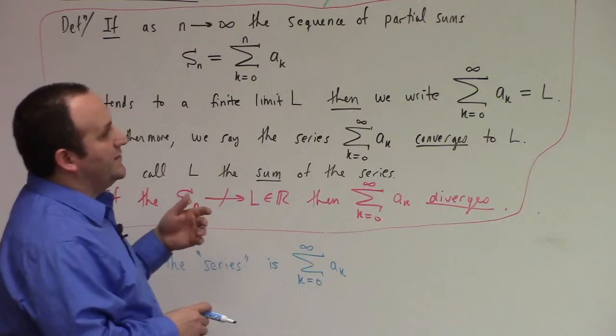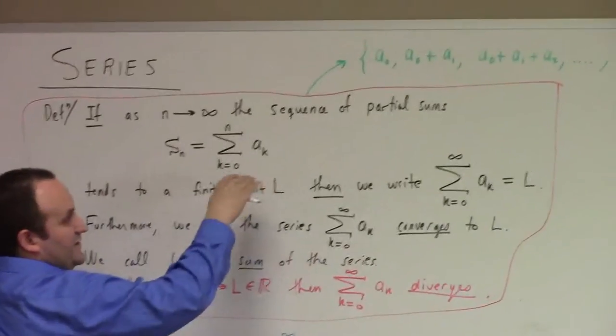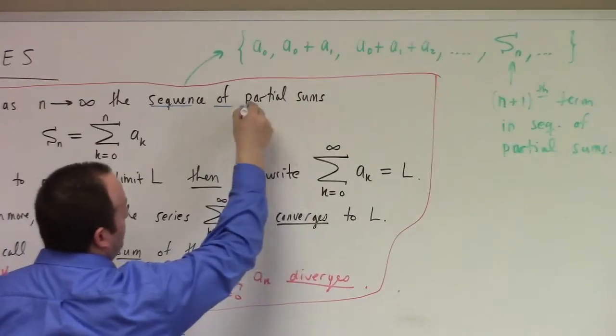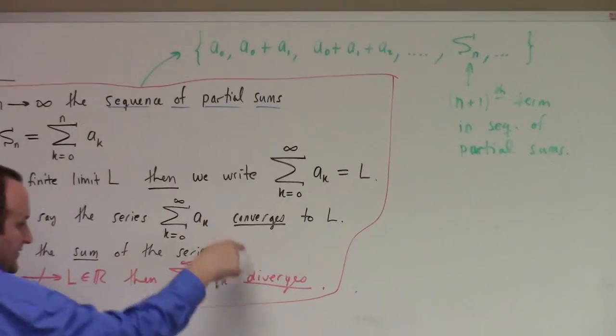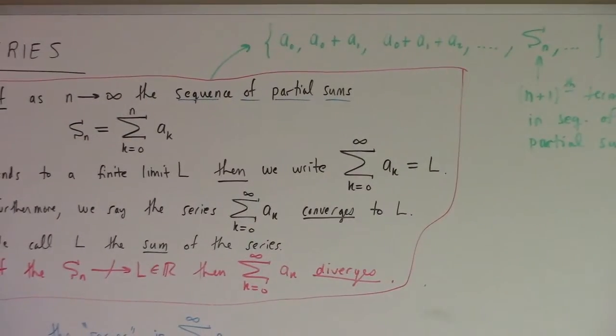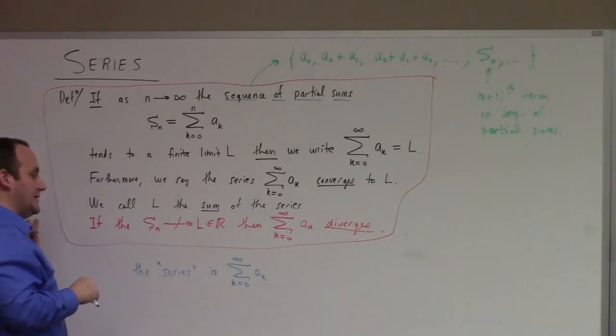The sequence of partial sums, I also defined; basically this right here is the definition of the sequence of partial sums, okay? A couple things going on. This definition is simultaneously defining the sequence of partial sums. It is also defining the sum of the series, and it's also defining converges and diverges. So those really are four things being defined here.